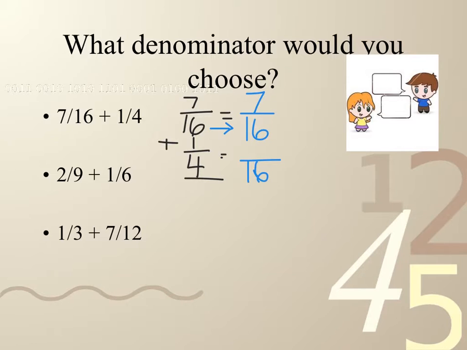On the bottom, in order to go from 4 to 16, we multiply by 4, so I'd do the same thing to that numerator, and we end up with 4/16. 7/16 plus 4/16 is 11/16.